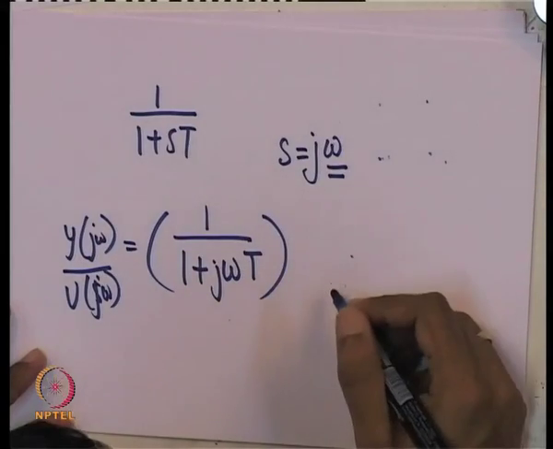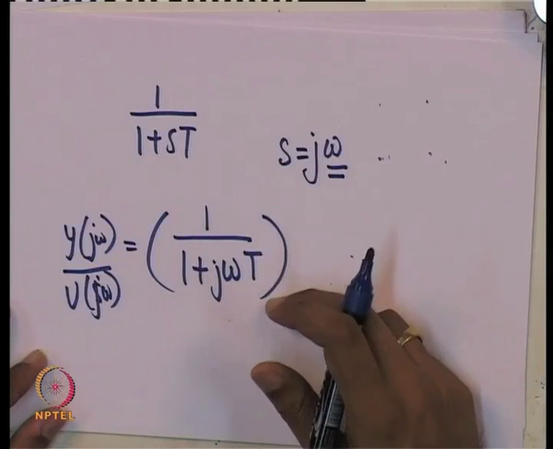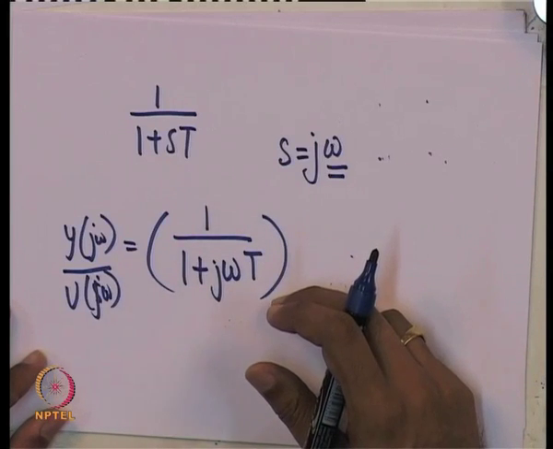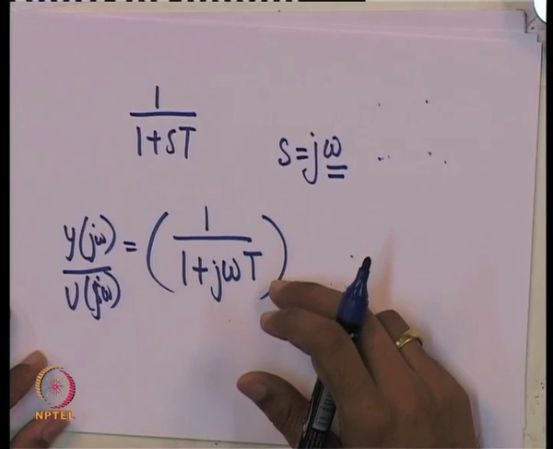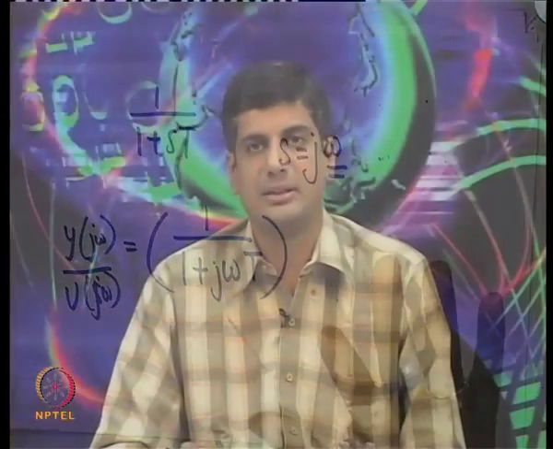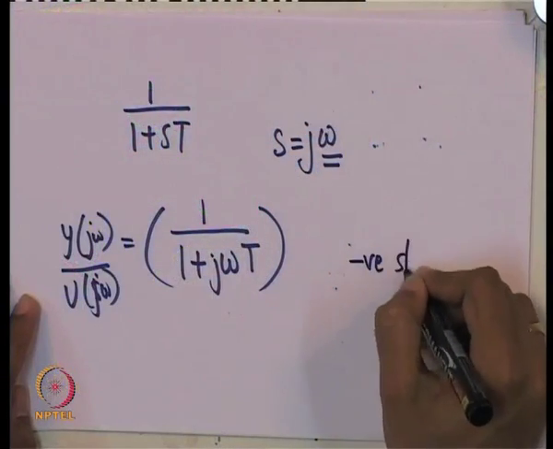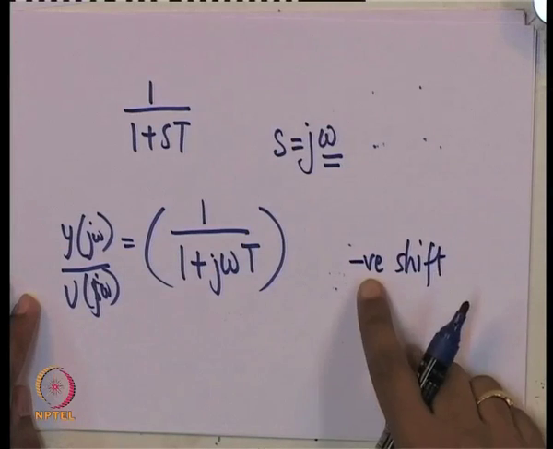What is the magnitude gain? That can be obtained simply by taking the magnitude of this complex number. The phase shift is obtained by looking at the argument of this complex number. One thing you will notice is that this transfer function will always give a negative phase shift.